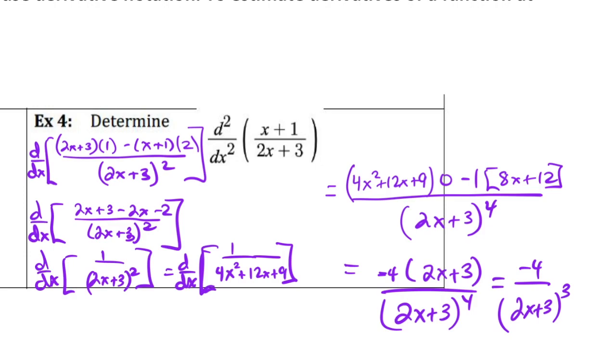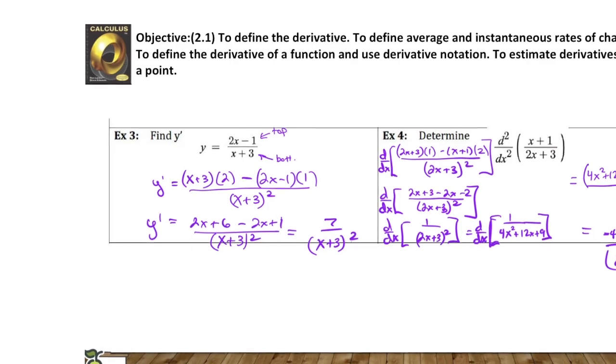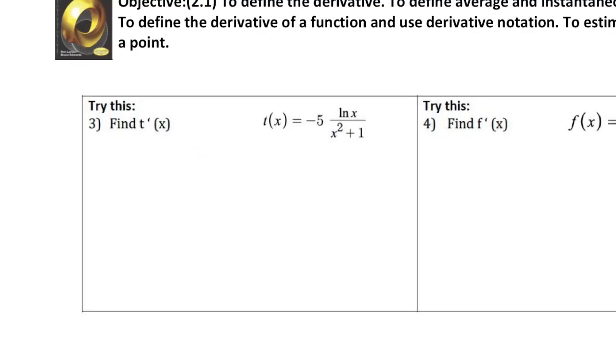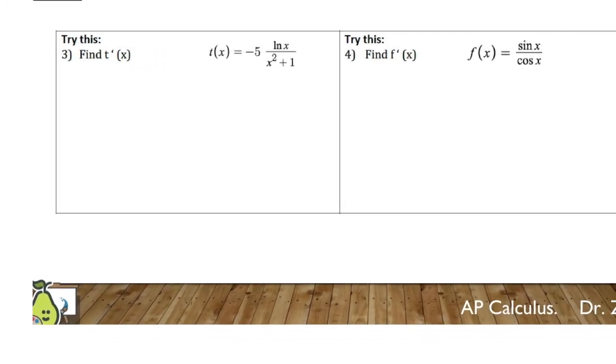So, as you've probably figured out, these are going to take some effort to practice. It is important to do the practice, all of it. Let's look at the next page. So it's time to try a little bit of practice with this quotient rule. 3 through 12 take about 10 minutes. Turn the video off and then check your answers over.